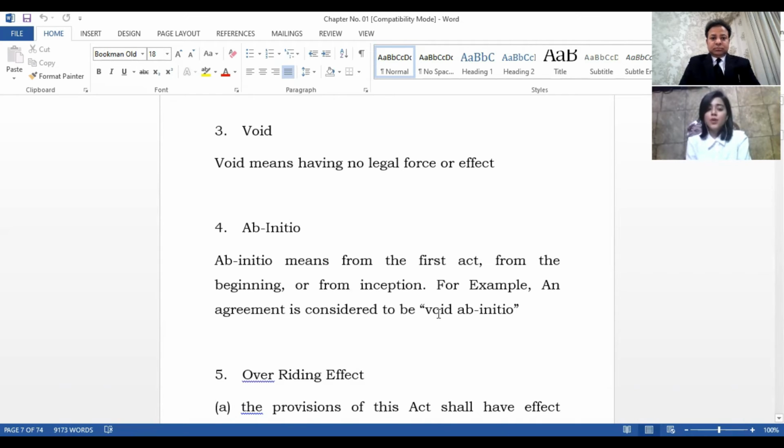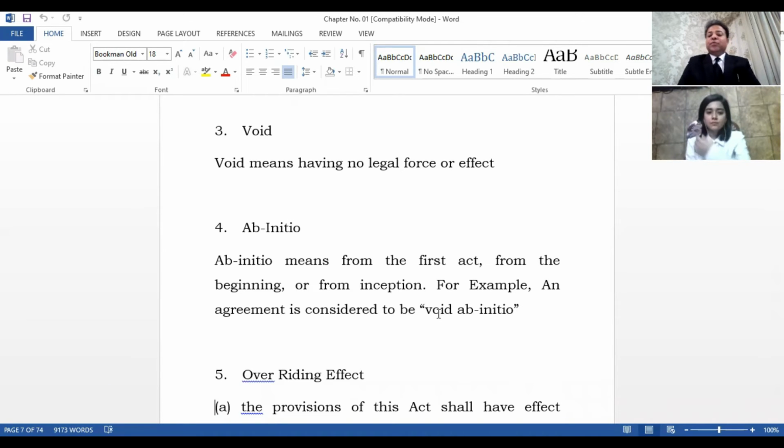Void. Void means having no legal force or effect. That is right. The term void is used in law. That means that if some clause or provision given in articles of association or in memorandum of association is called void, it is of no legal effect or no legal force. And being void, it becomes something which cannot be acted upon.